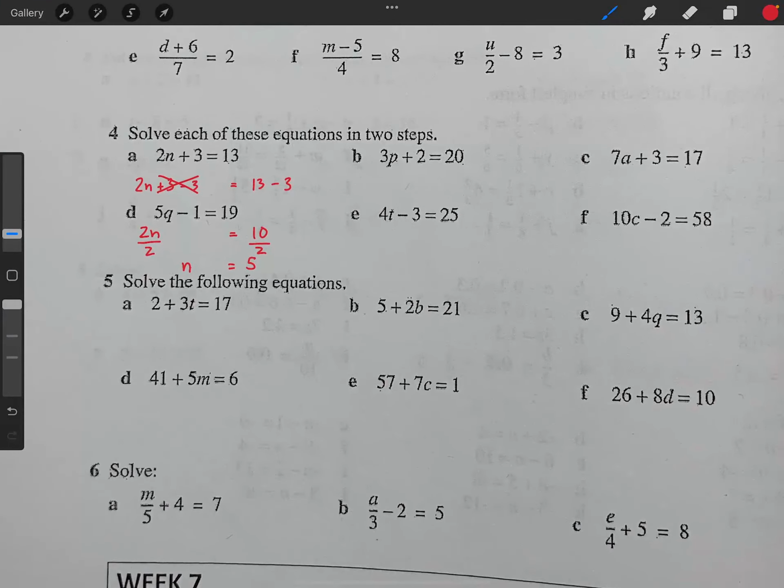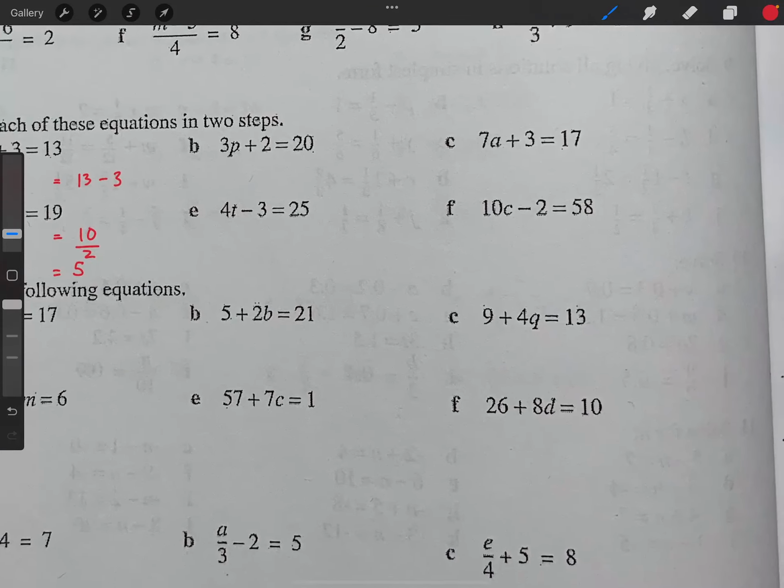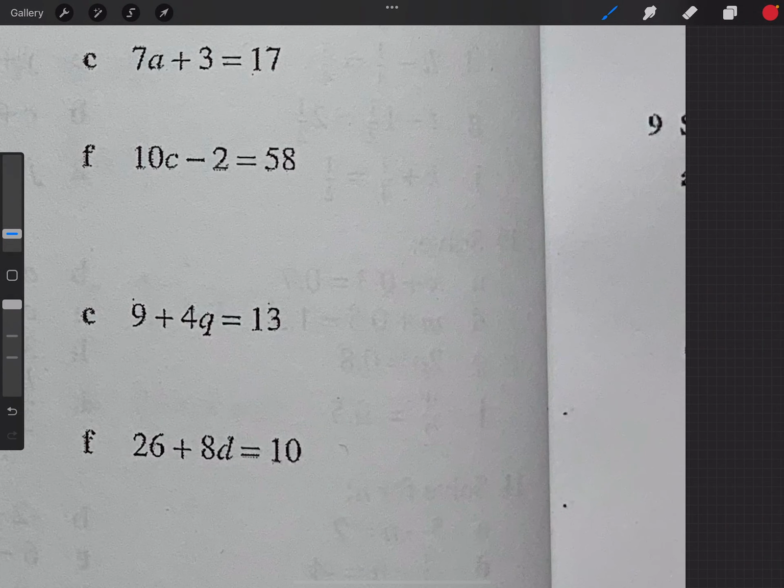Let's see, what else have we got? How about we do the last one here. First I'm going to get rid of this minus 2 by adding 2. So I'm going to add 2 to both sides of the equation. 10c is still going to be there. Minus 2 plus 2 cancels out and gives you 0. On this side, 58 plus 2 is 60. So 10 times c is equal to 60.